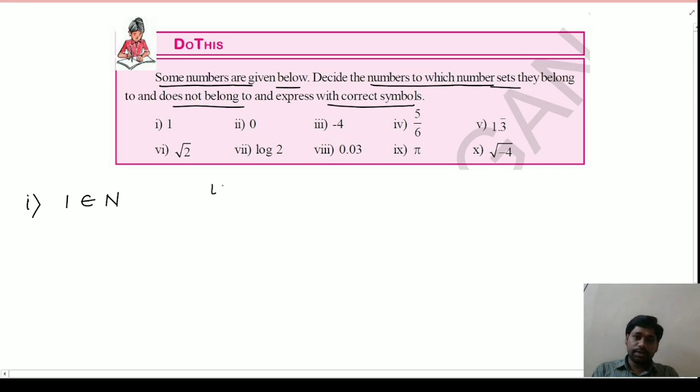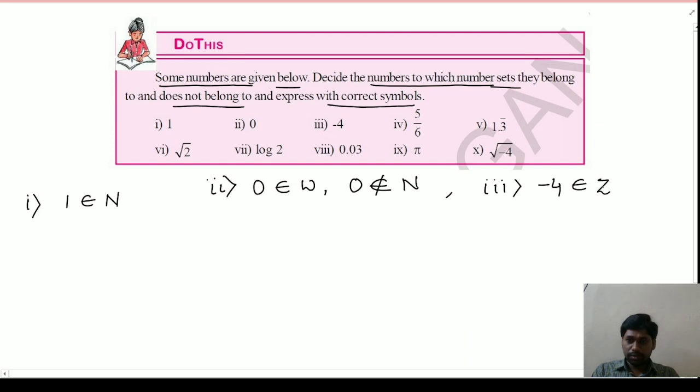Second one: 0 belongs to the whole numbers but does not belong to the natural numbers. Similarly, you have to answer the remaining questions. -4 belongs to the integers, but -4 does not belong to the whole numbers, and -4 does not belong to the natural numbers.